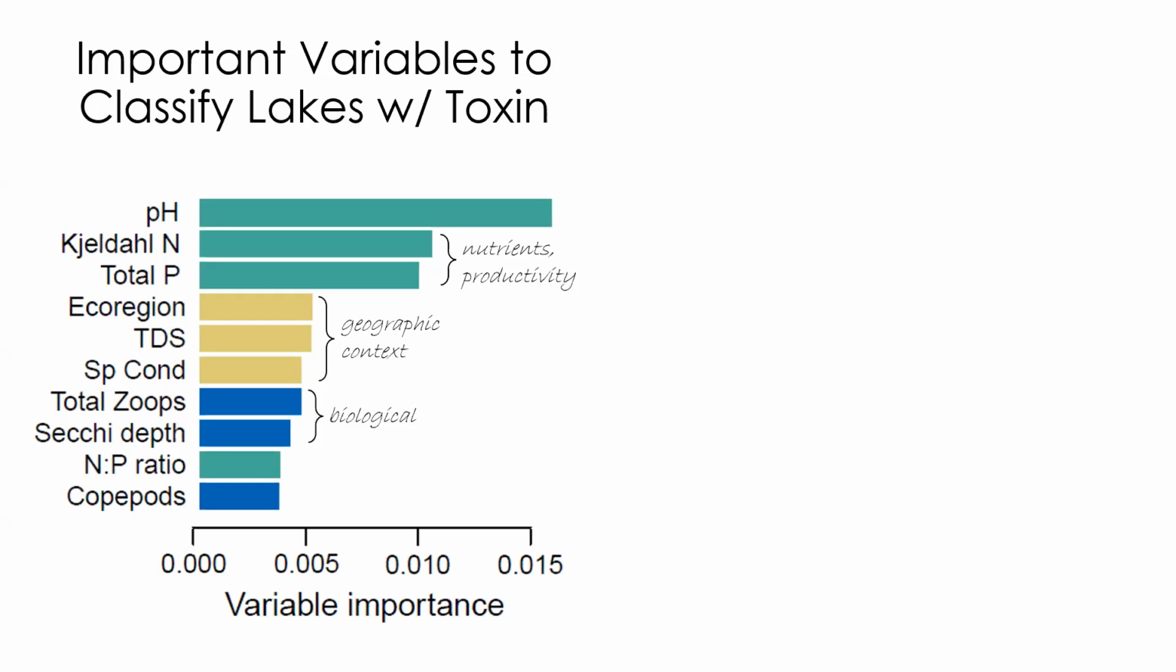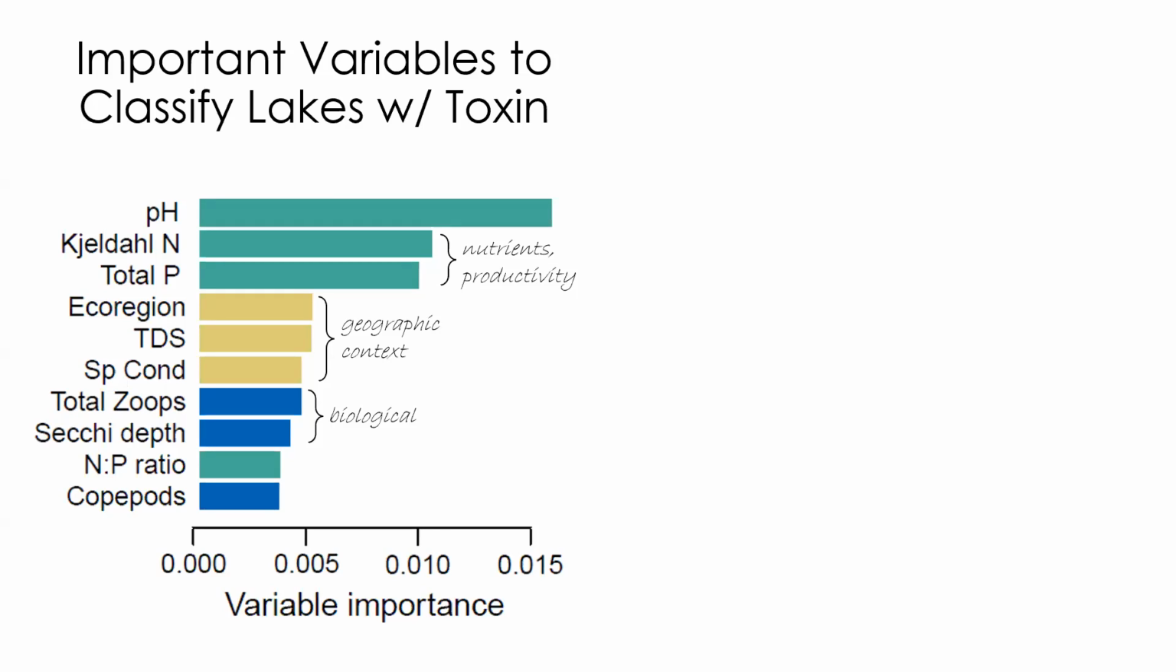And as you can see here, they sort of fall into some various categories. Things like nutrients and productivity variables being very important. Then next, the geographical context that lake is sitting in, its ecoregion, specific conductance, and then biological components of the lake, things like total zooplankton biomass. And the larger the bar, the greater the importance, or the higher the variable importance within the model.